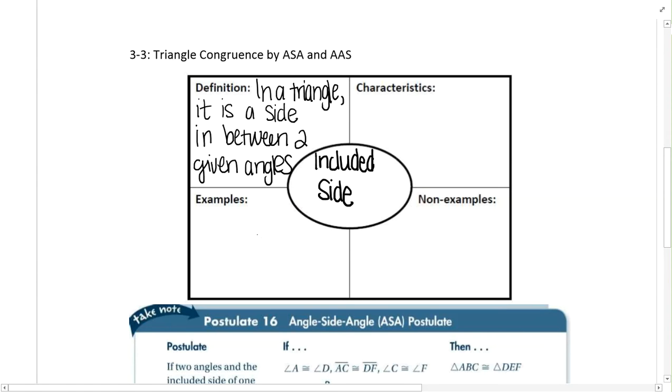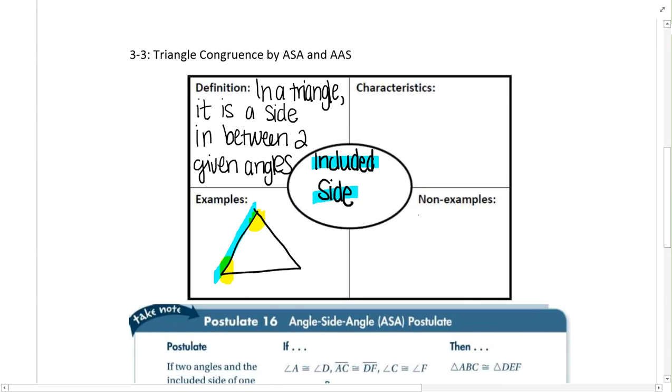So let's say we have a triangle, and we're talking about two given angles. Maybe this one at the top and this one to the left. The included side would be the one that's in between the two angles. It connects the two angles.